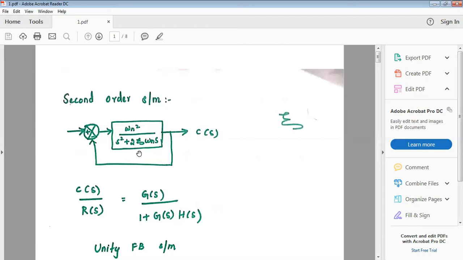So angular frequency if there is no friction, right? In the simple pendulum, if we are not giving any friction, it will continuously oscillate and does not come to a stable position. That oscillating frequency is called the natural frequency. Therefore omega n is the angular frequency at which the system tends to oscillate in the absence of damping force.